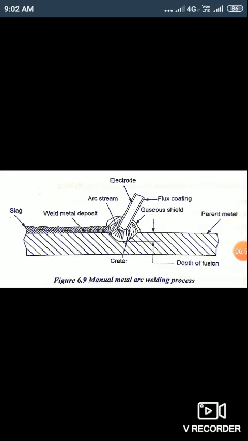Okay, we'll discuss it later. The arc is continuously visible to the welder. The welder controls the arc. The arc can be controlled by the welder.